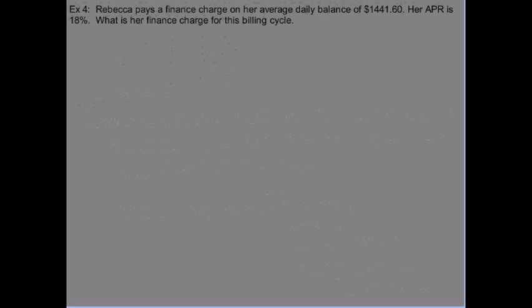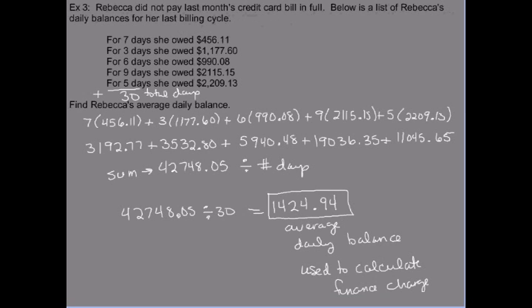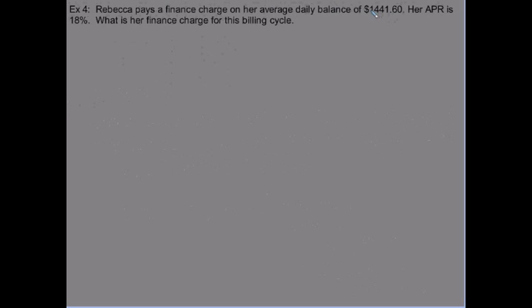Okay, so did I make a mistake? Okay, I somehow wrote this number down wrong. Okay, so her average daily balance is 1424.94, and she pays a finance charge on that.